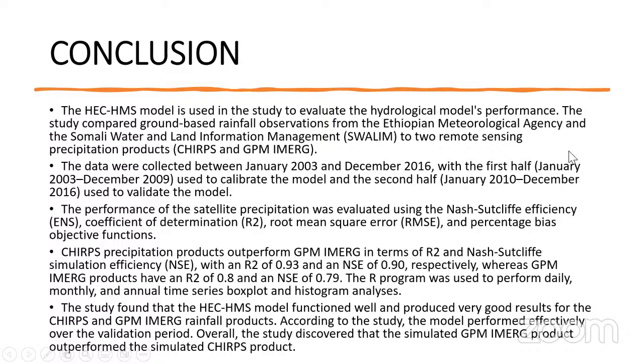Here we can see that the study found that the HCMS model functioned very well and produced very good results for the GBIS and GBM IMCCRT rainfall products. According to the study, the model performed effectively over the validation period. Overall, the study discovered that the simulated GBM IMCCRT product outperformed the GBIS product.